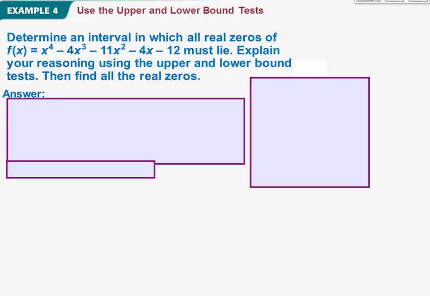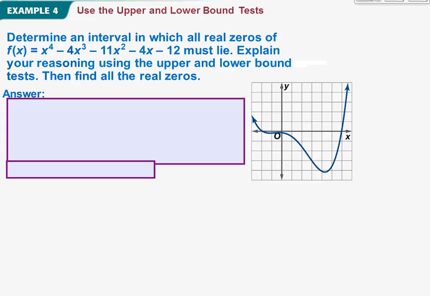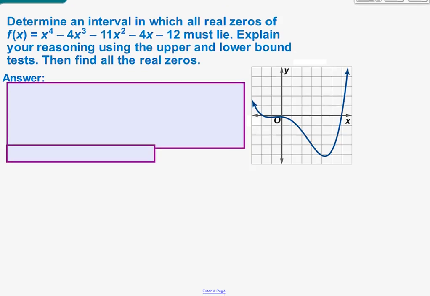It says determine an interval in which all real zeros of f of x equals x to the fourth minus 4x to the third minus 11x squared minus 4x minus 12 must lie, and then explain your reasoning using the upper and lower bound test. So first we'll graph that, and you're capable of graphing, so I'm going to show you the graph. Here's a graph of this as we go, and we'll also look at P over Q.